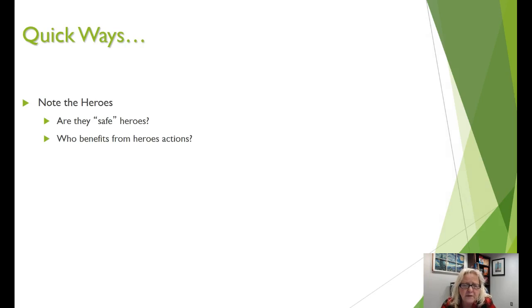So note the heroes. Are they safe heroes? In other words, are they heroes who are trying to help? I think of Black Lives Matter and how it's depicted differently. Some people might say that people who are supporting Black Lives Matter are not safe. Some people feel like they're protesting against police, and it's not.